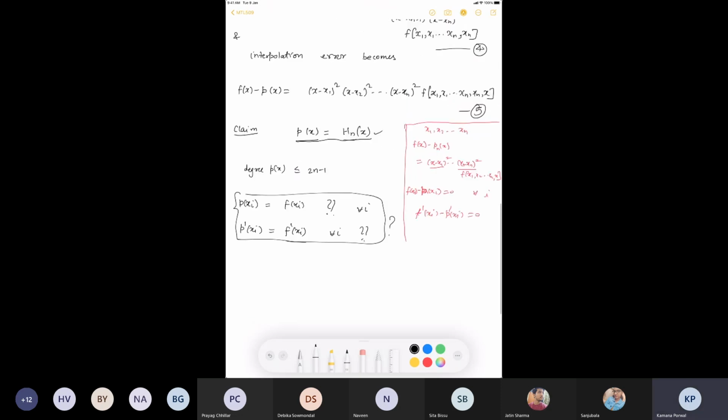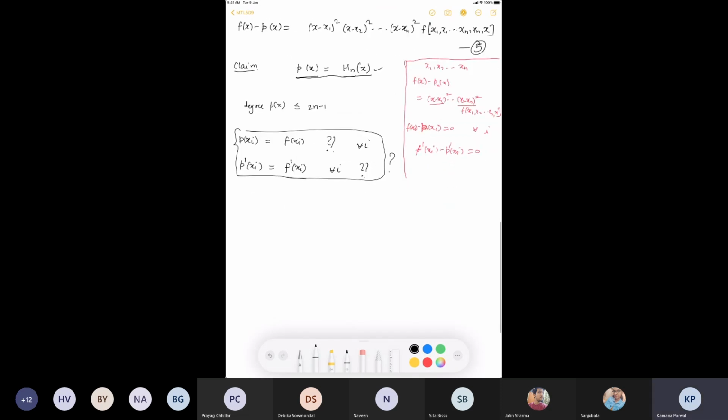If I want to check whether p(x) and f(x) are the same at the xi, I just have to check what is happening with the interpolation error at xi, that is, whether f(x) minus p(x) is equal to 0 for x equal to xi or not. This is what I have to check. And likewise, if I want to check the second property, I just have to check whether f prime of x minus p prime of x is equal to 0 for x equal to xi or not. Right? So let's do that.